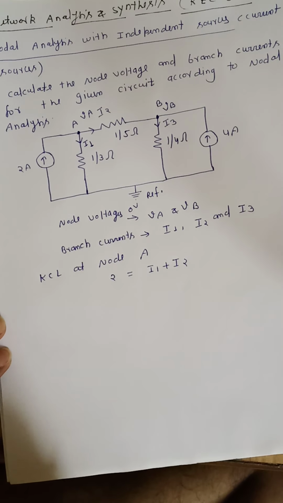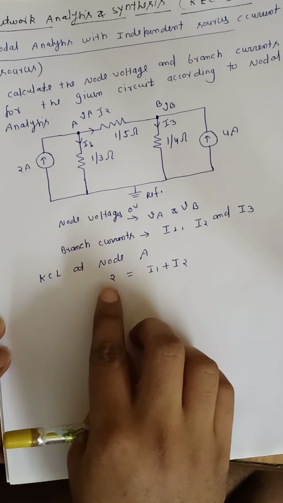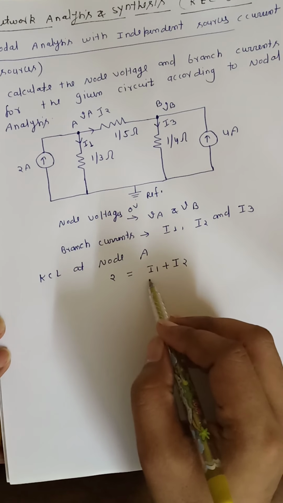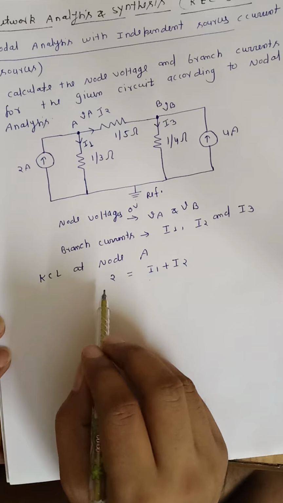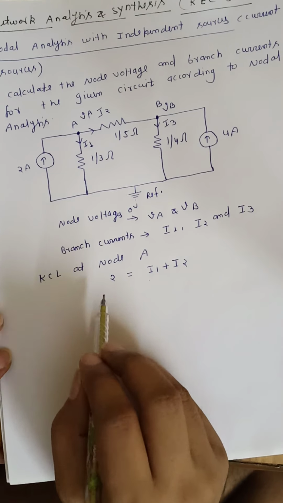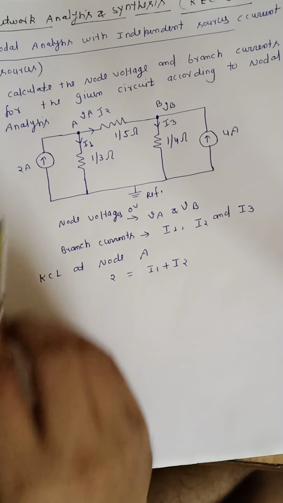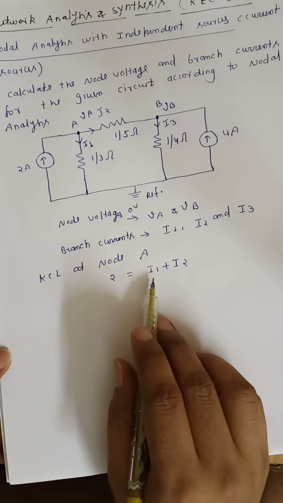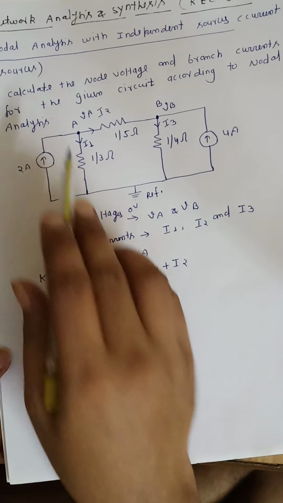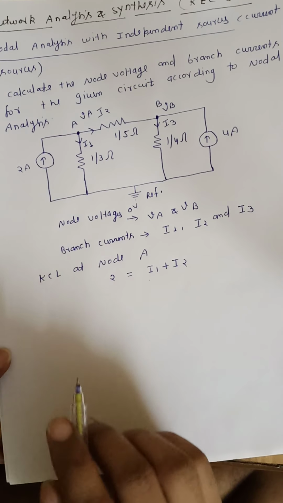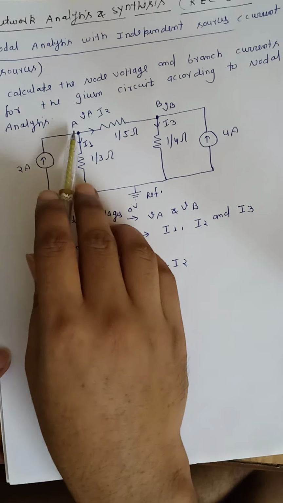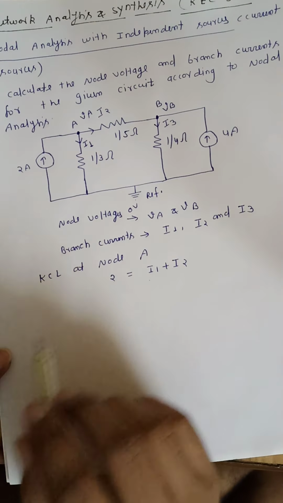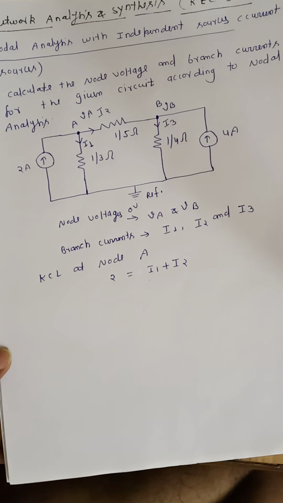Sum of incoming currents at node A is equal to sum of outgoing currents from node A. The 2 ampere current source is my incoming current for node A, and I1 is my outgoing current from node A. I2 is also my outgoing current from node A. That's why from KCL for node A we have 2 equal to I1 plus I2.